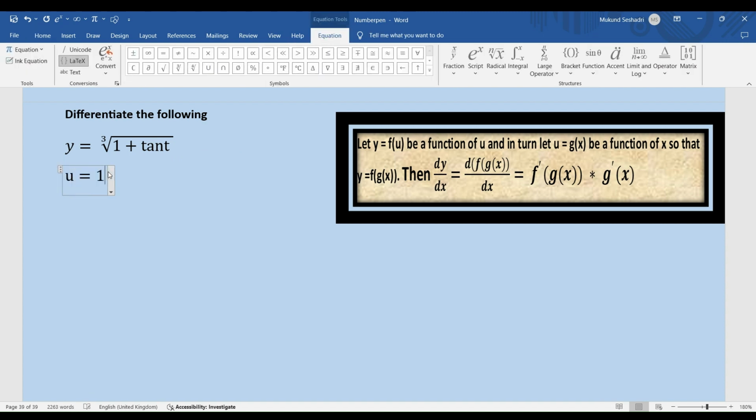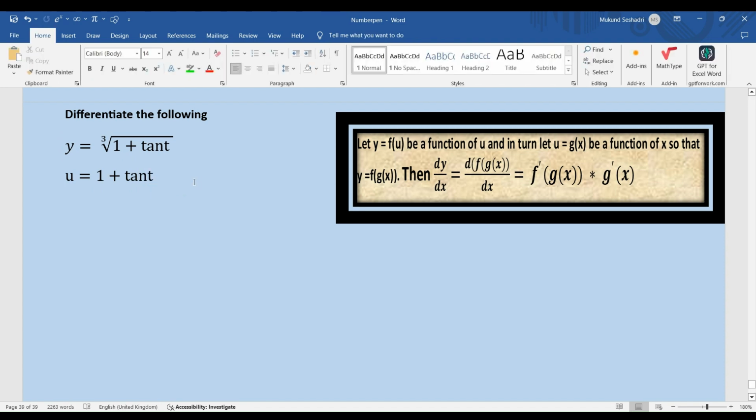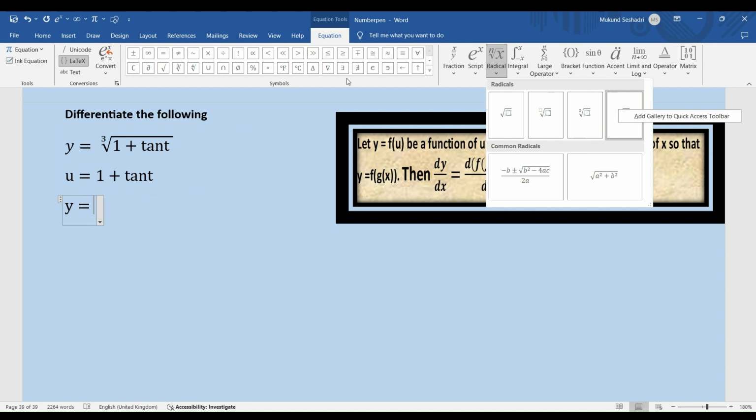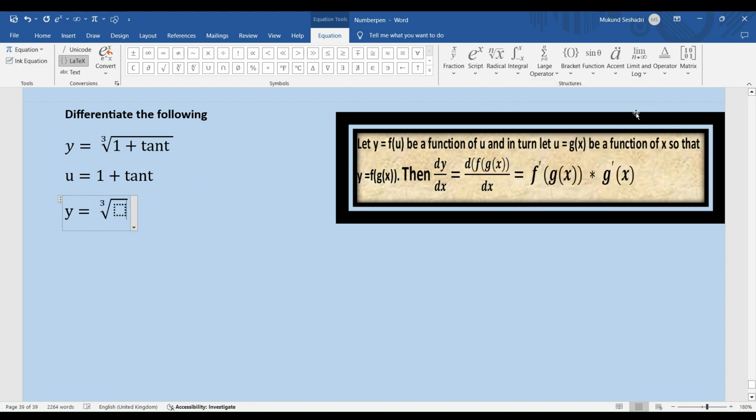my substitution is u equals 1 plus tan t. And then I represent my y in terms of u, so my y becomes cube root of u. Now, this is a function which is very much familiar to me, and I know what d by du of the cube root function is. So I'm going to write that out here.